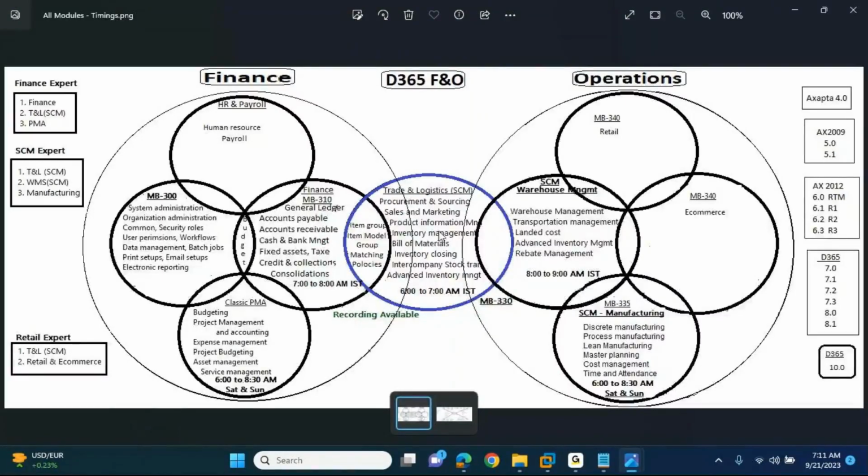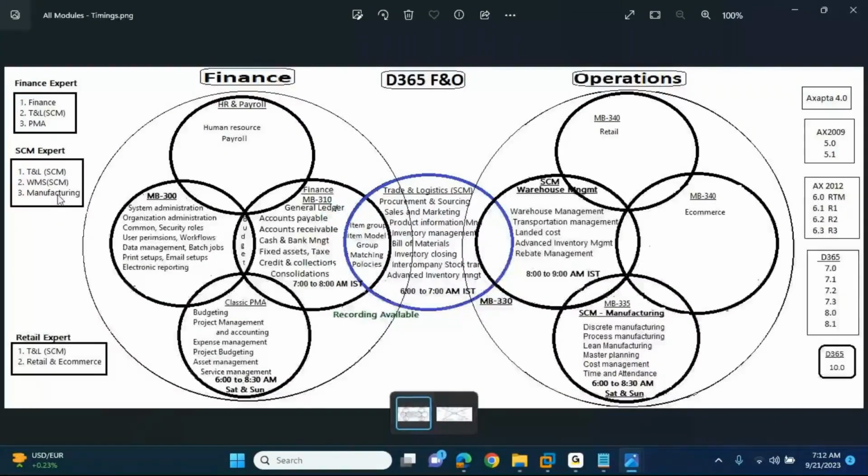Finance expert means along with this one, PMBA. These three. If you learn only this one, you are going to become a finance junior consultant. If you learn this also, you are going to become a finance senior consultant. And if you learn this one also, PMA, then you are going to become a finance expert. Now these three. And in the same manner, SCM, these three. First you will start with the career, trade and logistics, SCM. Then you will learn warehouse management, then senior consultant, supply chain management, senior consultant, and SCM manufacturing expert.